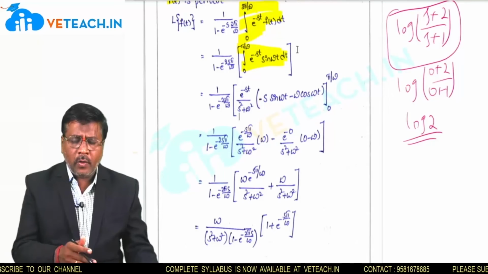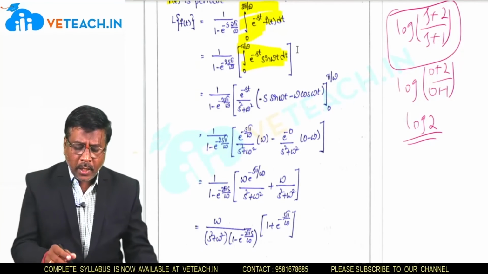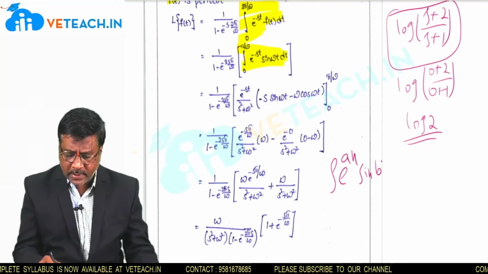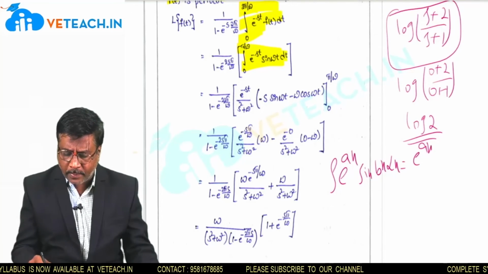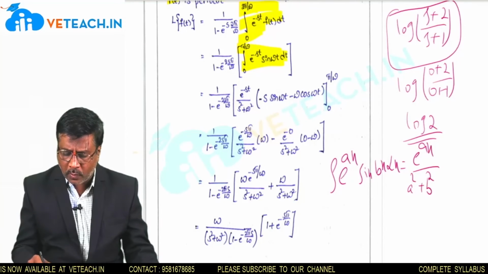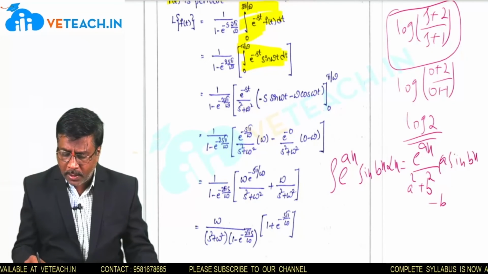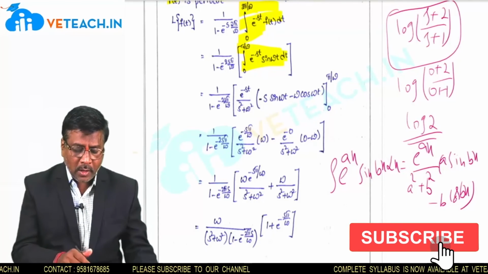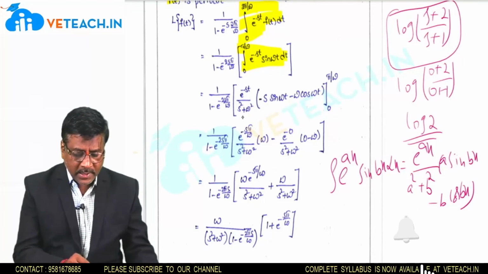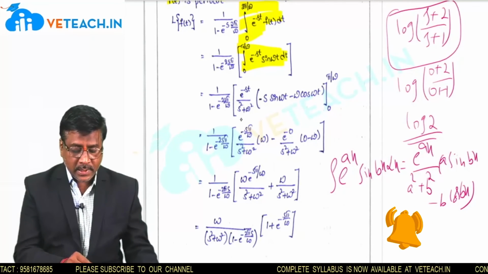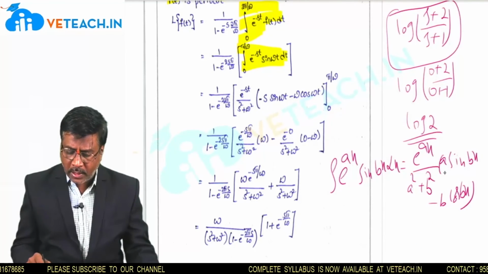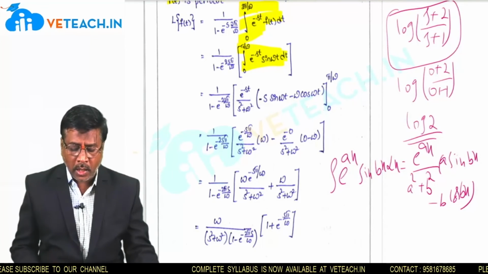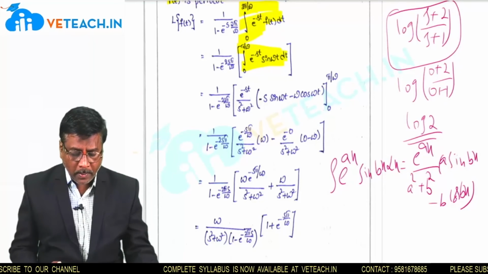Now we have to apply the formula we discussed in the previous class: the integral of e power ax into sine bx into dx is equal to e power ax by a square plus b square, into a sine bx minus b cos bx. This formula has to be applied for evaluating this integral. That is equal to e power minus st by s square plus omega square, into minus s sine omega t minus omega cos omega t. We have to substitute the upper and lower bounds, 0 to pi by omega.